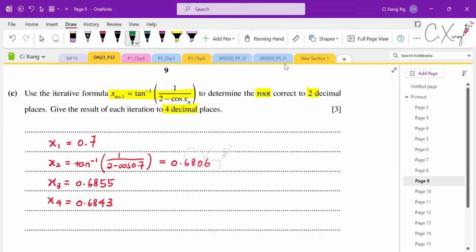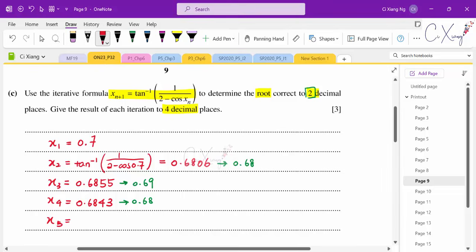You can stop when you are having the two decimal places answer repeated. As an example, if you have a look at this one, the 2 decimal places answer is 0.68. This one is 0.69, right? Correct to 2 decimal places. Then this one is also 0.68. So you can see that the 2 decimal places answers haven't repeated consecutively yet. So you have to continue until they repeat. So I need to continue to get the x5.